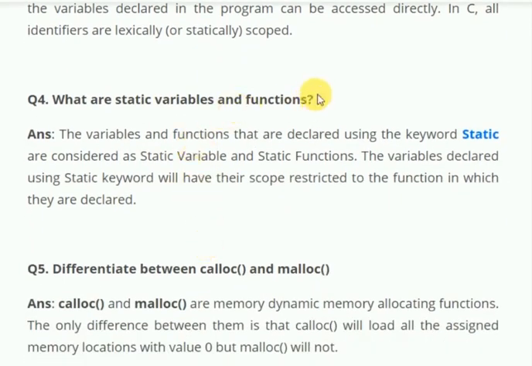What are static variables and functions? The variables and functions that are declared using the keyword static are considered static variables and static functions. The variable declared using static keyword will have its scope restricted to the function in which it is declared. In a class, a static variable has its scope in the whole program. You can use it with the class name. Suppose the class name is ABC and the static variable is a, so abc.a can be used to alter the static variable data, like abc.a equal to 5 or abc.a equal to 6.